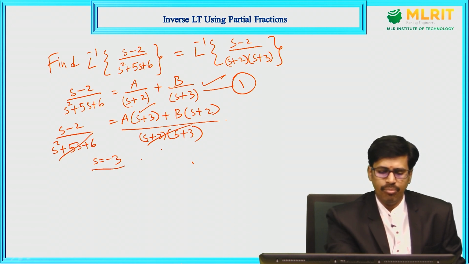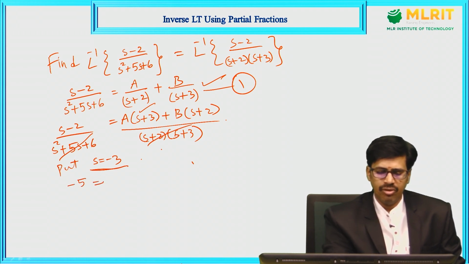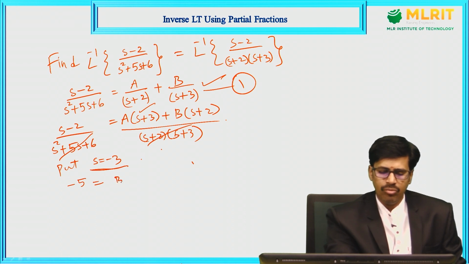So, substitute on both sides s equal to minus 3. So, minus 3 minus 2 is minus 5, it is equal to b into (s plus 2), s means minus 3 plus 2 is minus 1. So, minus cancel, we get b equal to 5.